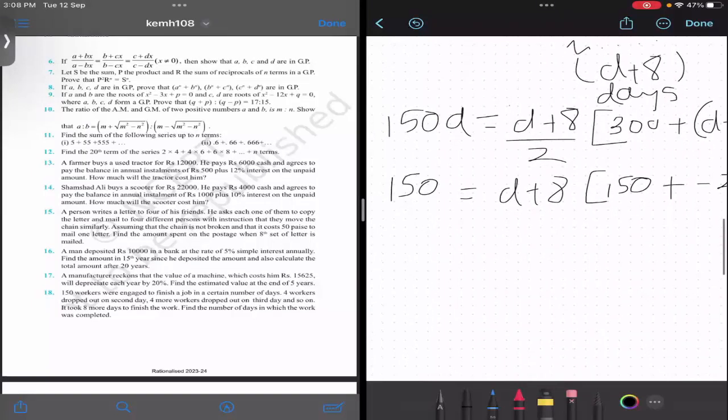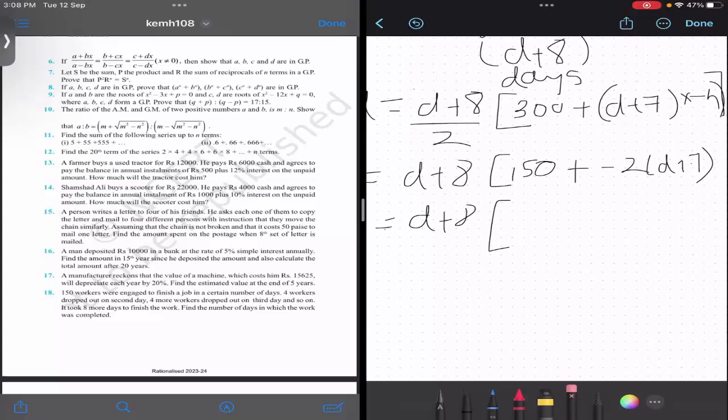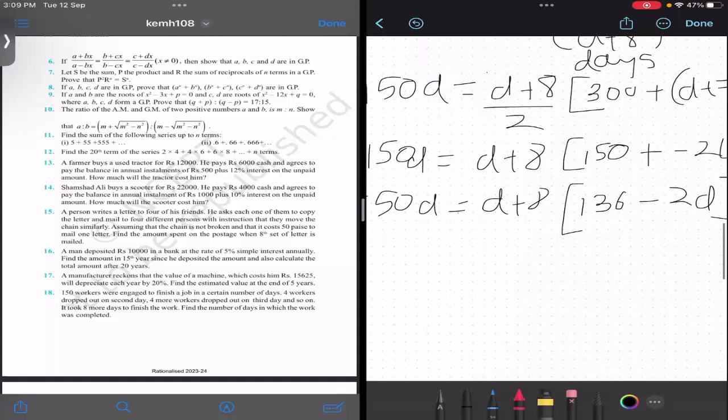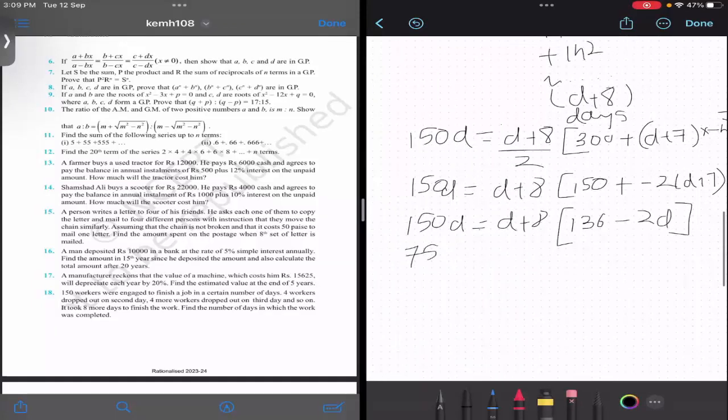So here you have 150D equals D plus 8. In the brackets you have 136 minus 2D, and you can again take 2 common out from this bracket as well, and what you would now have is 75D equals (D plus 8). You have taken out 2 common from here, so now you would have (68 minus D), right?